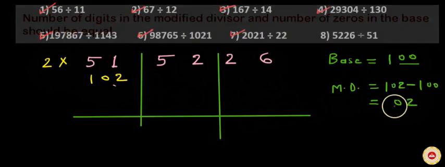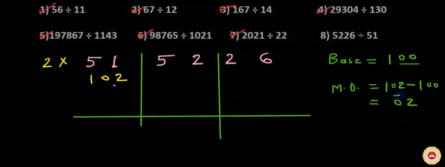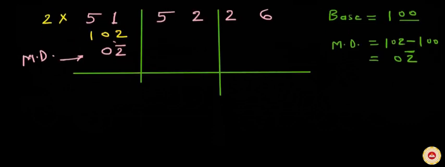Now let us change the sign of this 0, 2. Actually there is no need to change the sign of this 0 because it doesn't make any difference. Now let us write this 0, 2 below the new divisor 102. Okay, this is now the modified divisor. So let us start the division process.